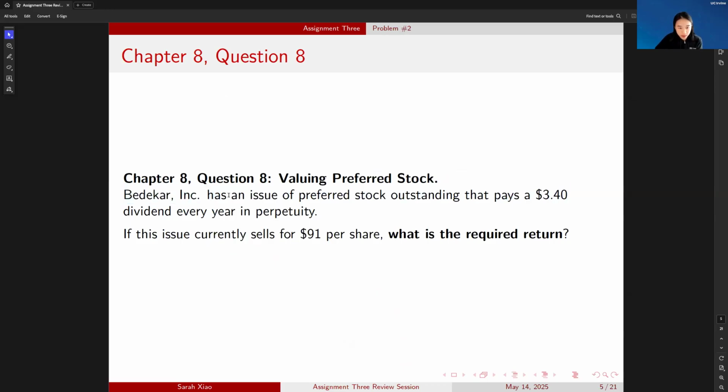This company has an issue of preferred stock outstanding that pays a $3.4 dividend every year in perpetuity. If this issue currently sells for $91 per share, we are asked what the required return is.